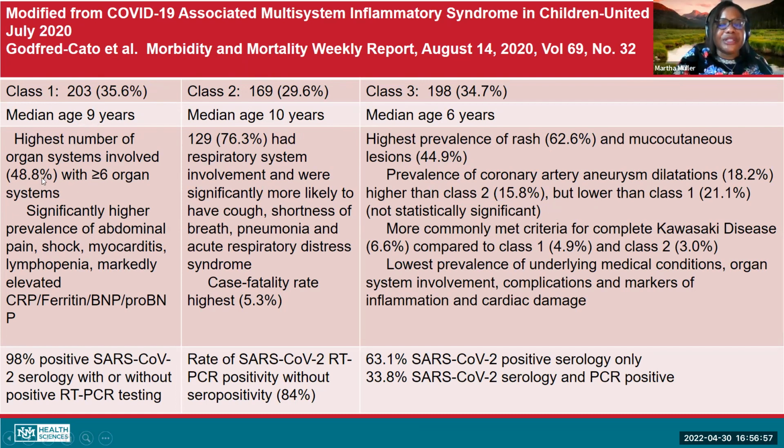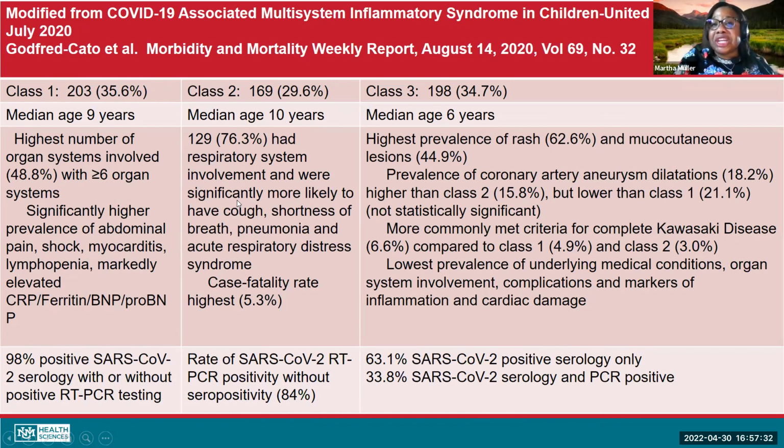Median age was 9 years, and these tended to be the sickest, right? So these kiddos had the highest number of organ systems involved in their presentation. They were fairly sick, had things like shock and myocarditis, and really were elevated as far as inflammatory markers were concerned. And most of these kids, just about all of them, had positive serology indicating they had had previous infection with SARS-CoV-2.